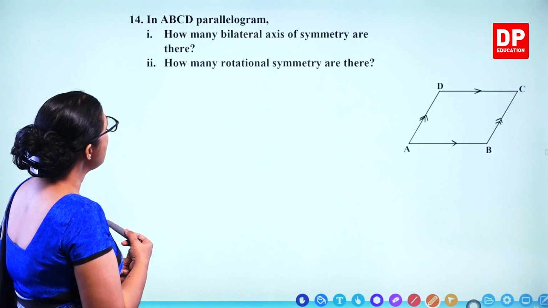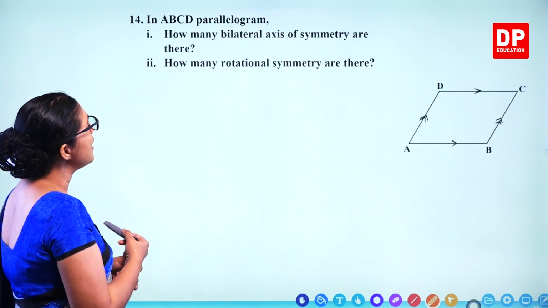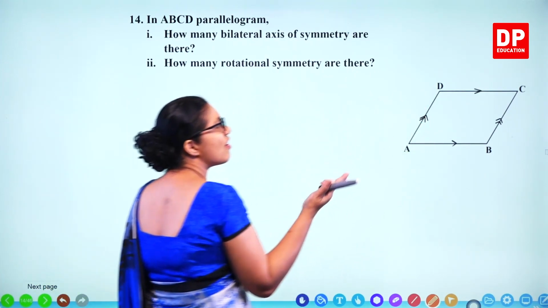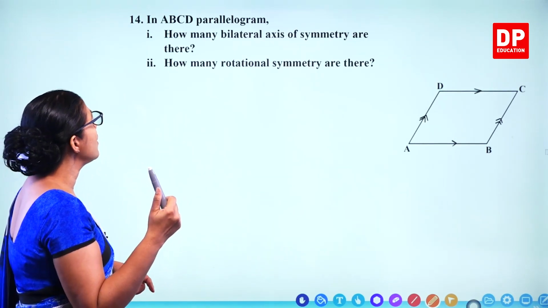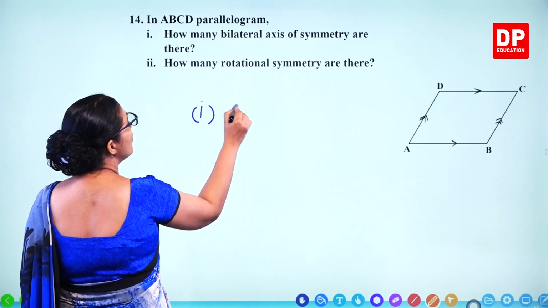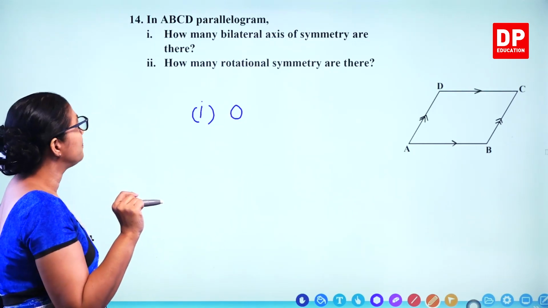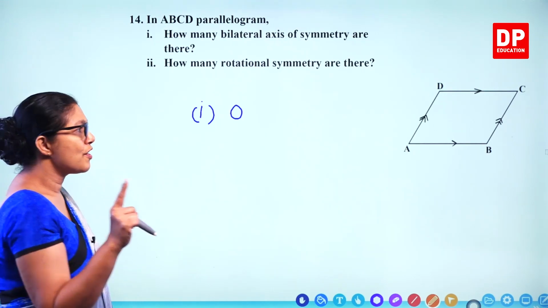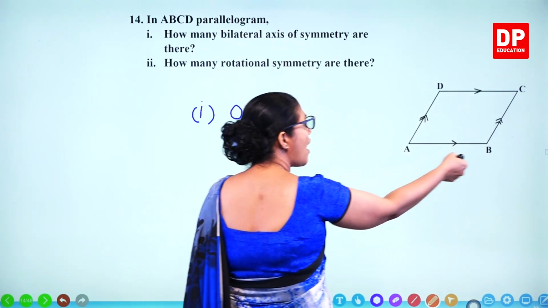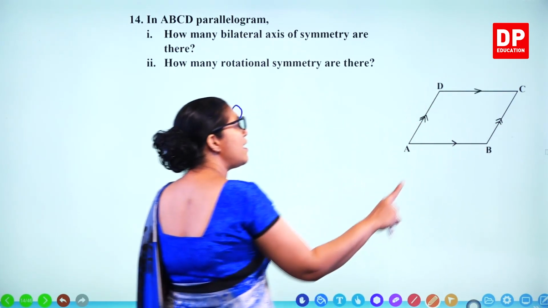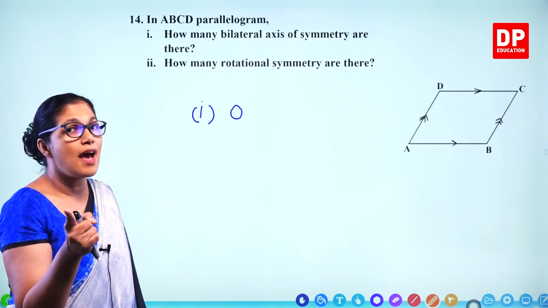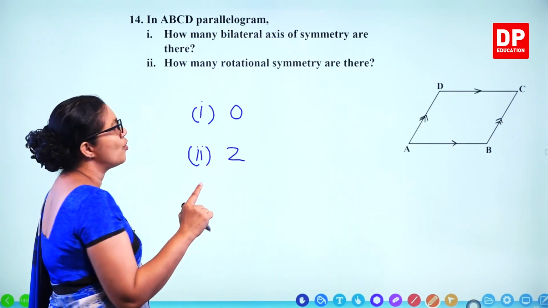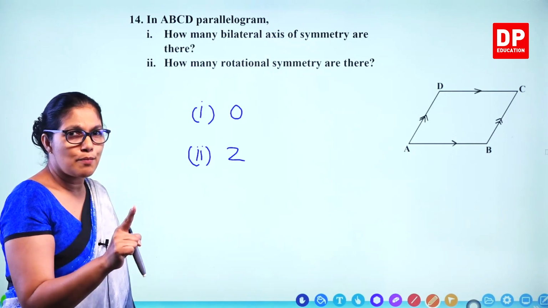Question number 14. In parallelogram ABCD, how many bilateral axes of symmetry are there? How many? Can you divide? You can't get any axis of symmetry. So we say 0 axes of symmetry for a parallelogram. How many rotational symmetries are there? Here when you rotate 180, you get the same shape. Again 180 to 360, another one. So rotational symmetry, you get 2, order 2. So twice you are getting the same shape.